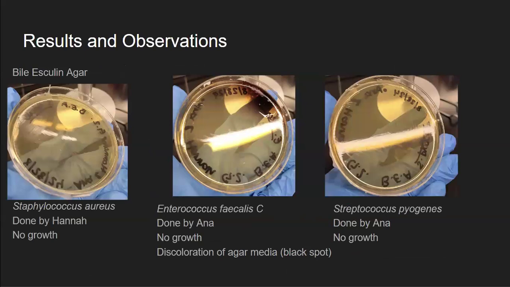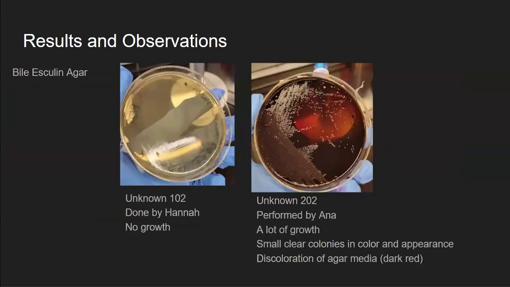Bioesculin agar. For Staphylococcus aureus, there was no growth. Enterococcus faecalis also had no growth, but discolored the agar media in a black spot. And Streptococcus pyogenes had no growth. For unknowns, 102 also had no growth, but 202 had a lot of growth of small clear colonies in both color and appearance and discolored the entire agar media to dark red.